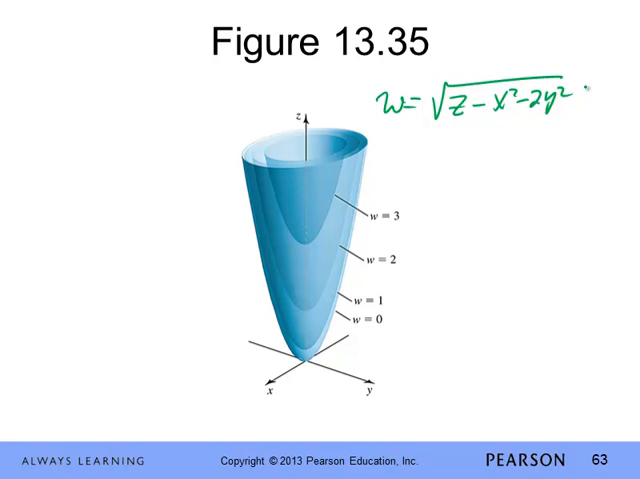Then set w equal to 1, and you would have a different paraboloid. Set w equal to 2, and you'd have yet a different paraboloid with the vertex 2 units up, and so forth. But exactly what this would look like in 4 dimensions, I couldn't tell you. But at least you know what the level surface is.